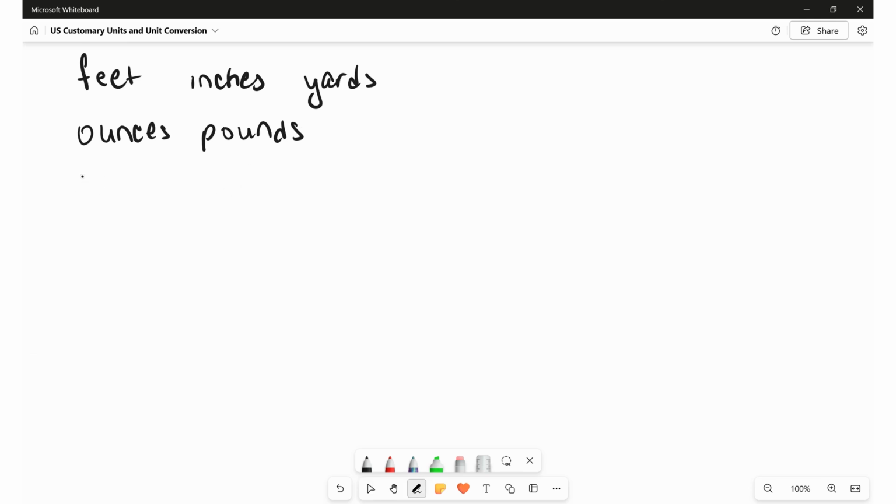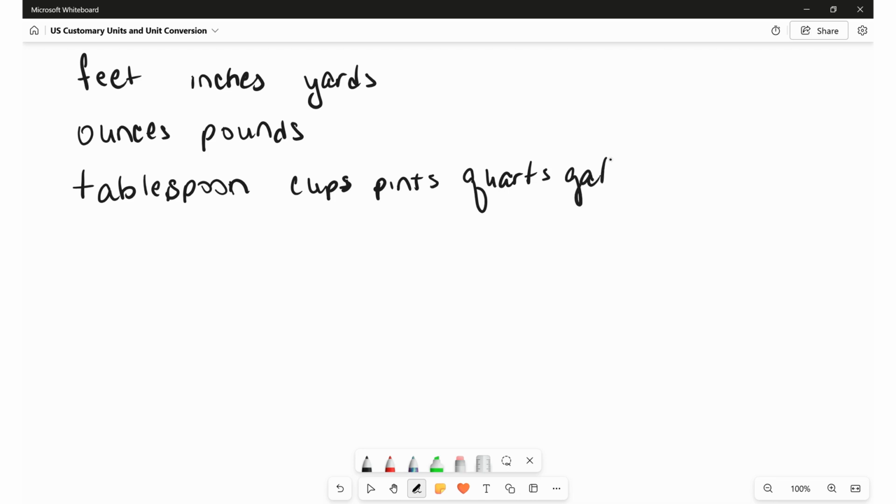If we're into cooking, we have our tablespoon, we have cups, pints, quarts, gallons. All of these different US customary units that we've grown up with.